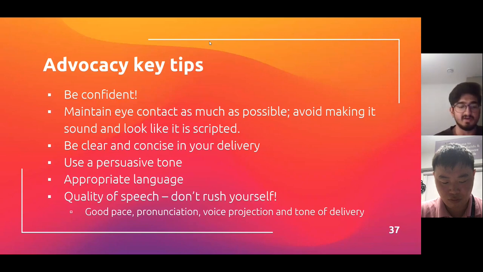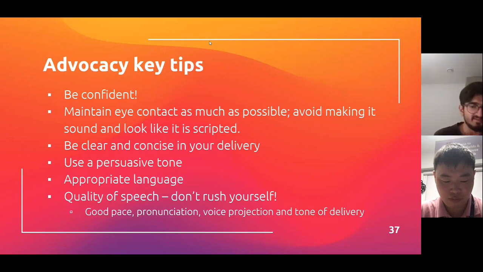It's fine to have note cards or to have your general thoughts on a piece of paper, but please, please, please maintain eye contact as much as possible, and you shouldn't really be looking down at your note cards or whatever material you're relying on.